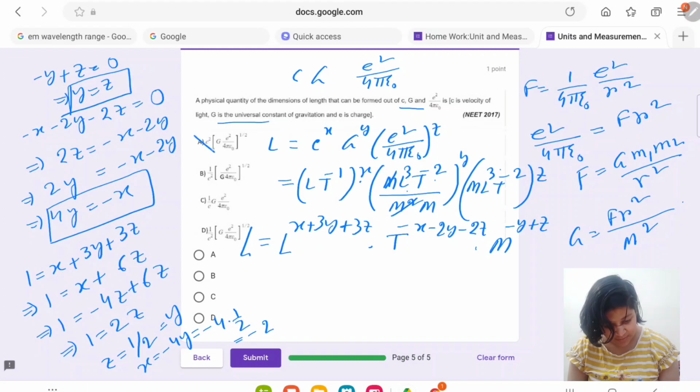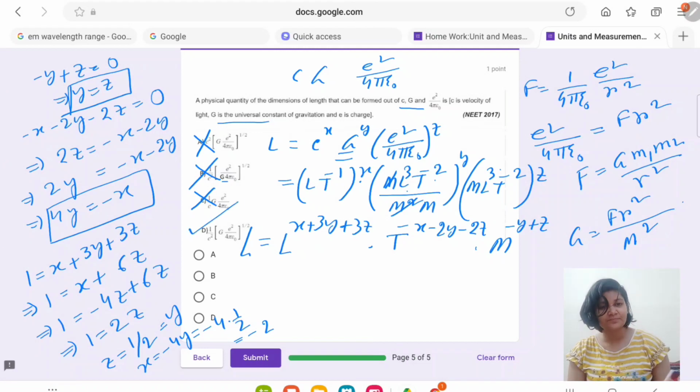That means 1 by c square. So these two options easily cancel out. Looking for G to the power y or G to the power half, so this is 1 by G to the power half or G to the minus half. So this cancels out. This is our equation. This is our answer. It was an interesting problem.